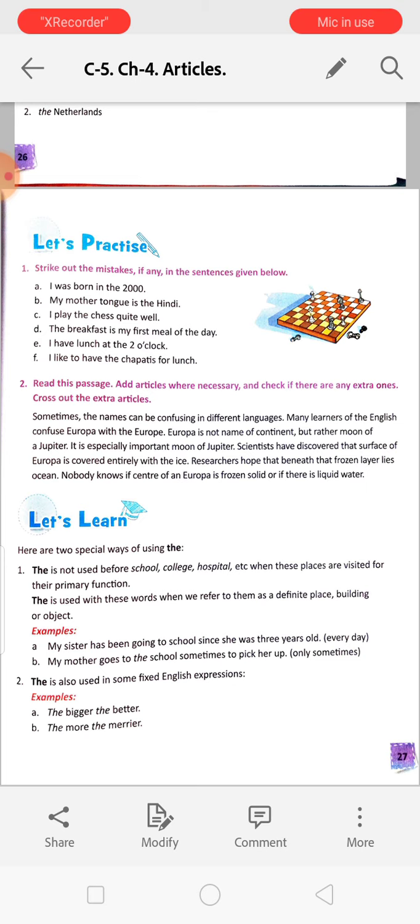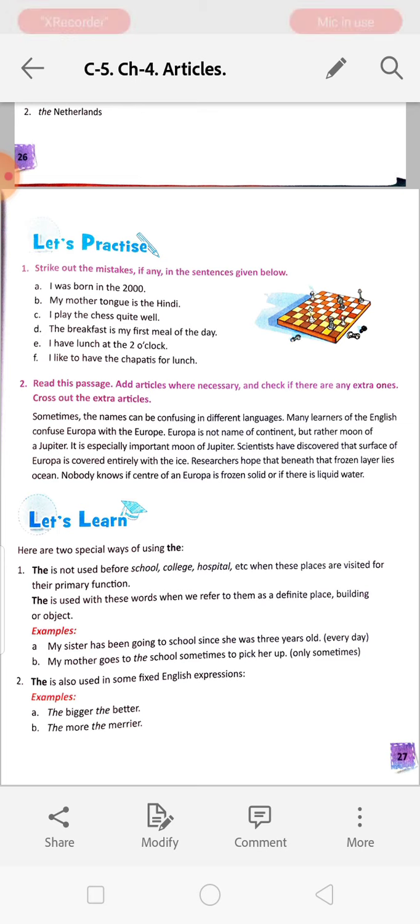For example, my sister has been going to school since she was 3 years old. That means every day she is going to school. Here we will not use the. My mother goes to the school sometimes to pick her up. That means sometimes, not often. That time we are using the over there.